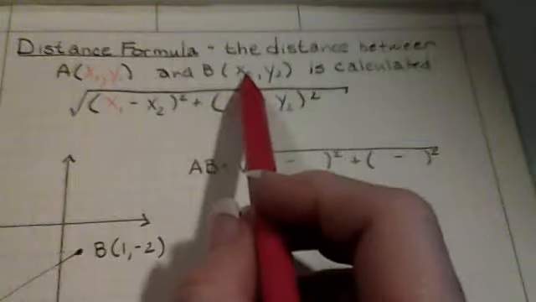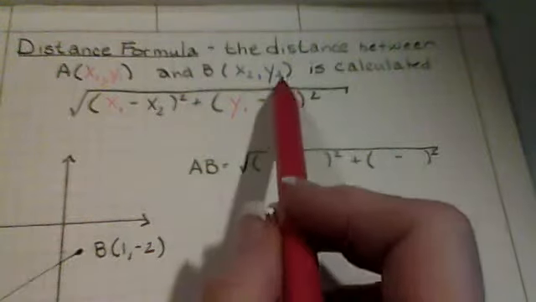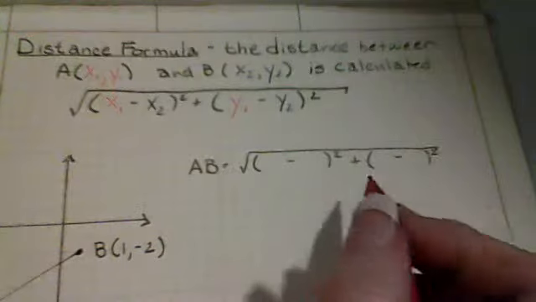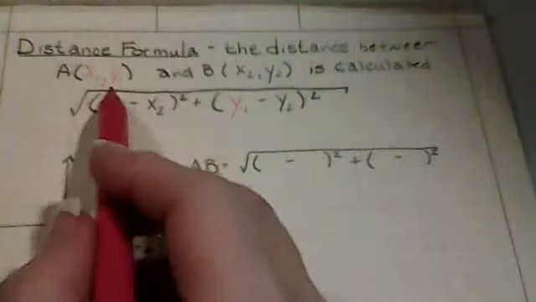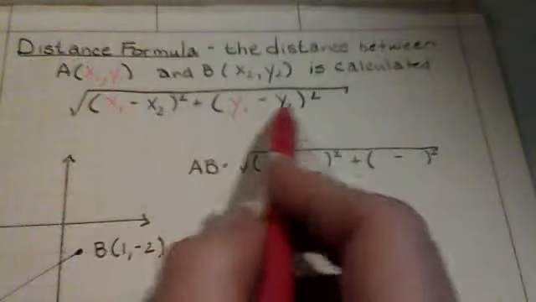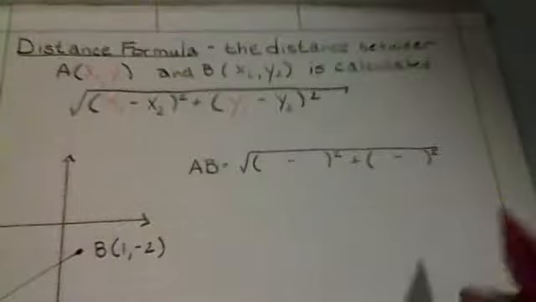And then I take the second x value and put it in the second position, and the second y value and put it in the second position. Okay. This quantity needs to be in parentheses squared, plus this quantity in parentheses squared, and then you take the radical of the whole thing.